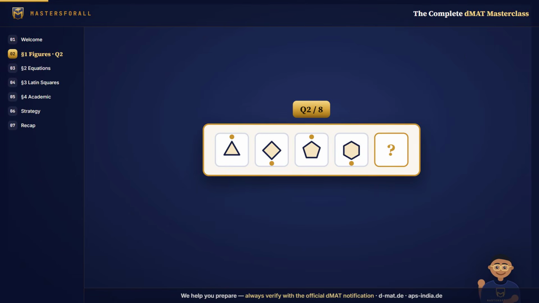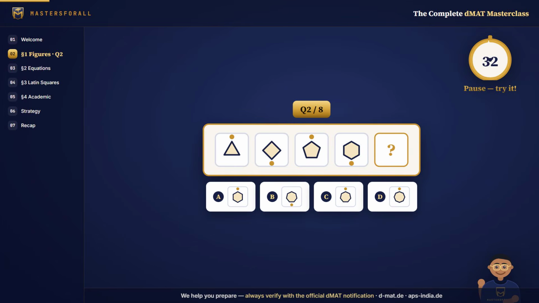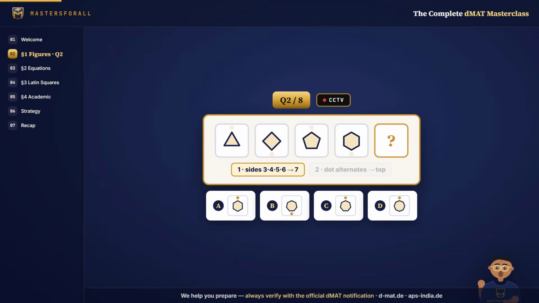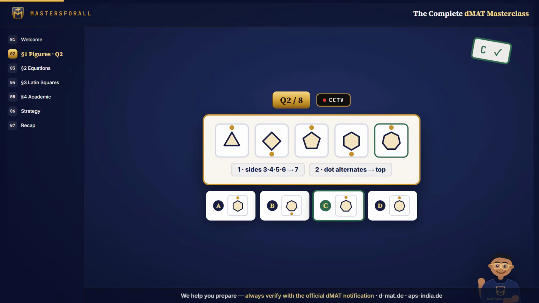Next one, the shape changes and the dot moves. 2 suspects. The sides. 3, 4, 5, 6, and 7 next. The dot. Top, bottom, top again. A heptagon dot on top. The answer is C.